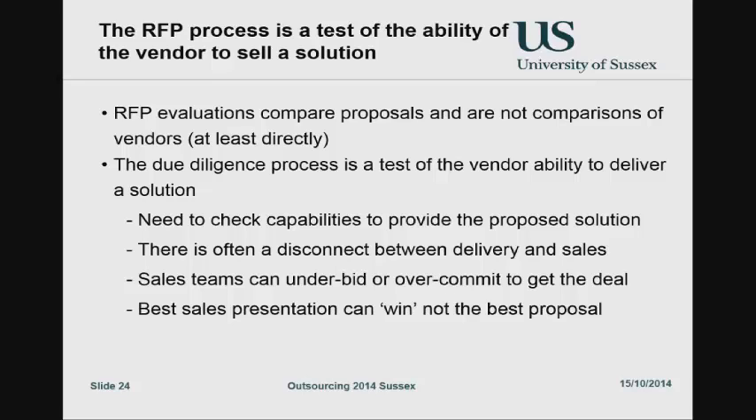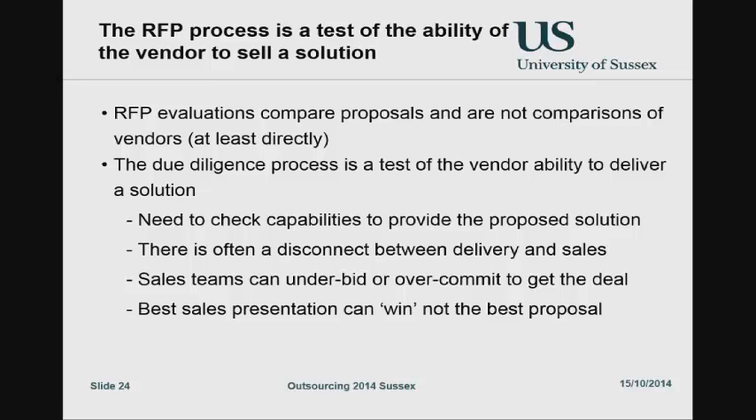The RFP process is to test the ability of the vendor to sell a solution. And so RFI, this is what we can broadly do. Then we check it out in some detail. Now the due diligence process is the test of the vendor's ability to deliver a solution now. So can they do it now based on the information we have provided to them? So we need to check their capabilities to provide the proposed solution for us, not general, not for somebody else, but for us, and for us as the outsourcing company.